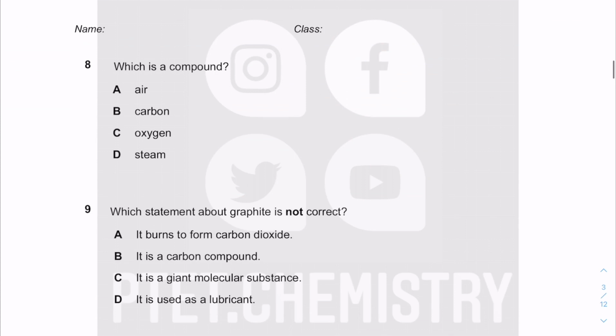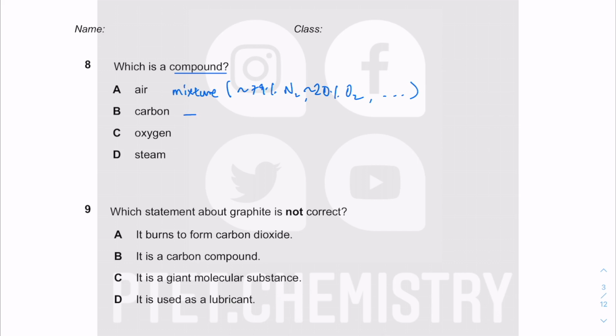Question 8 is a very straightforward question. Which one is a compound? Remember the definition of a compound: a pure substance that consists of 2 or more elements, not atoms, 2 or more elements that are chemically combined together in a fixed ratio. Not atoms, I emphasize not atoms, but 2 or more elements. A is a mixture. In fact, you got around 79% nitrogen, you got around 20% oxygen, and so on.